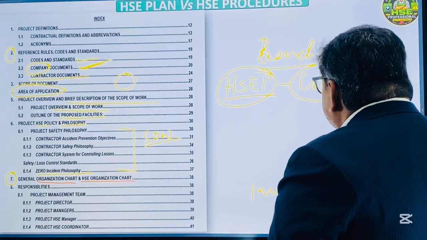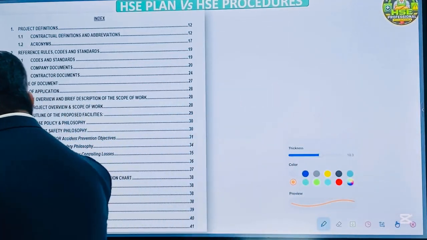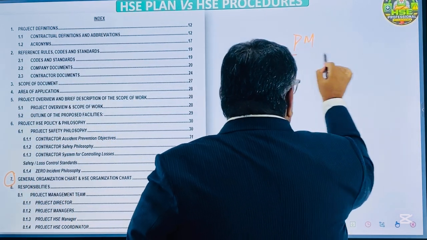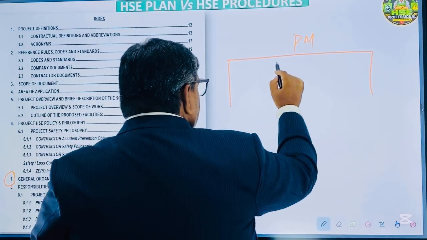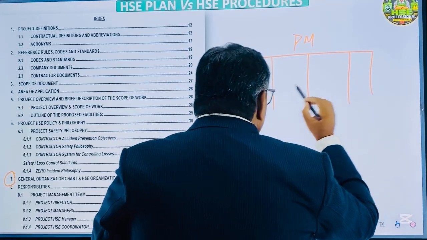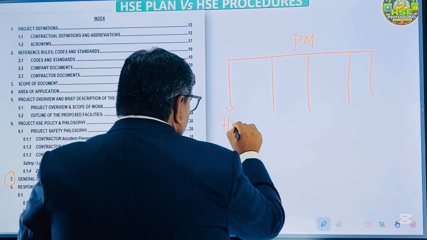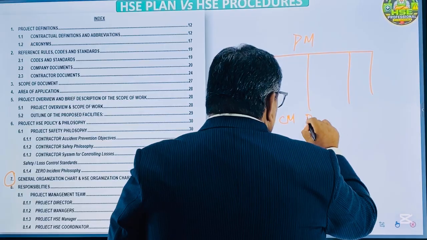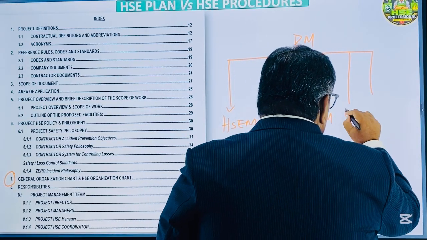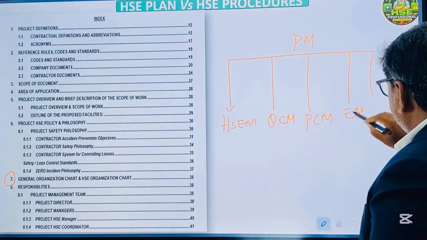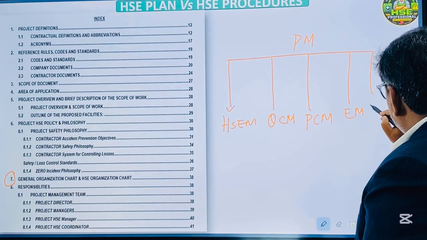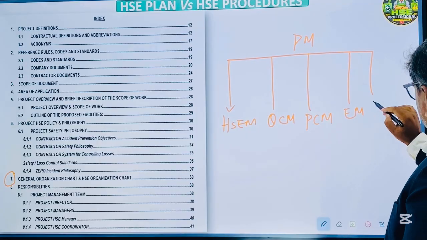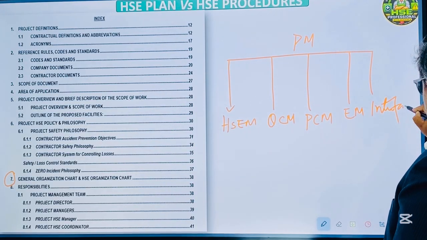Contractor, point number 7. Contractor like PM, project manager, HSE manager, QC manager, PCM manager, engineering manager, and we can write here HSE manager, QCM manager, PCM, EN, and interface manager.